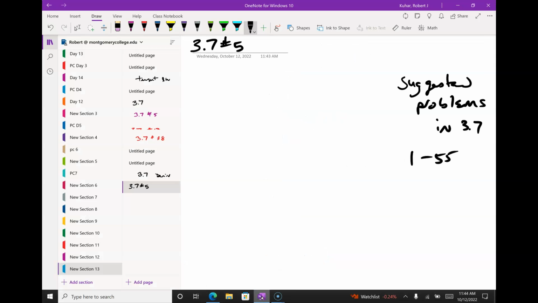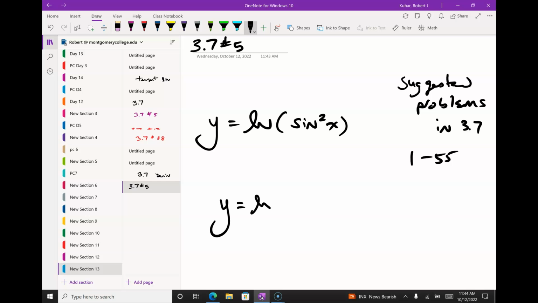So here's 3.7 number 5. y equals the ln of sine squared x. So remember what we have memorized. y equals the ln of u gives me y prime is u prime over u. It's that simple. Don't overthink it.